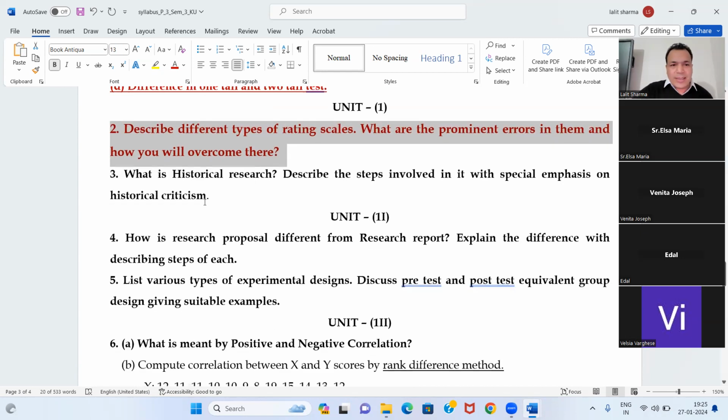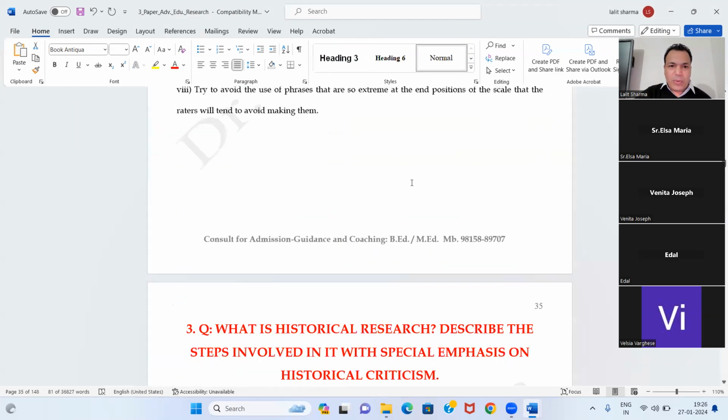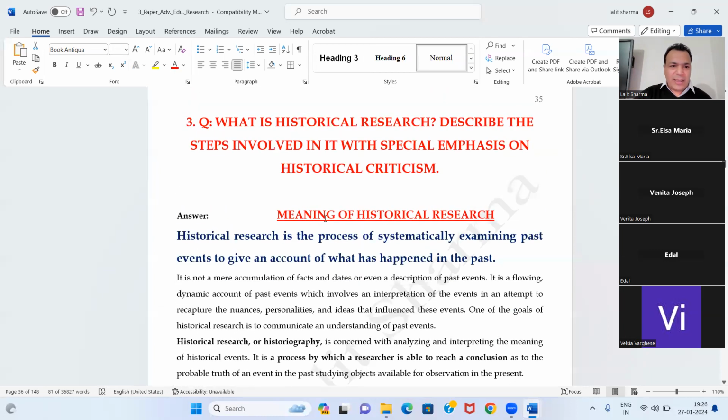Okay, next: what is historical research? Describe the steps involved in it, with special emphasis on historical criticism. So guys, first of all, make in your mind, again the examiner has asked 3 things. First, you have to define historical research. Second, you have to define the steps. Third, in the steps, you have to give more emphasis on historical criticism. Okay, so we move to our PDF file. We move to our notes file, yearly notes file of 150 pages, okay, which I have shared with you.